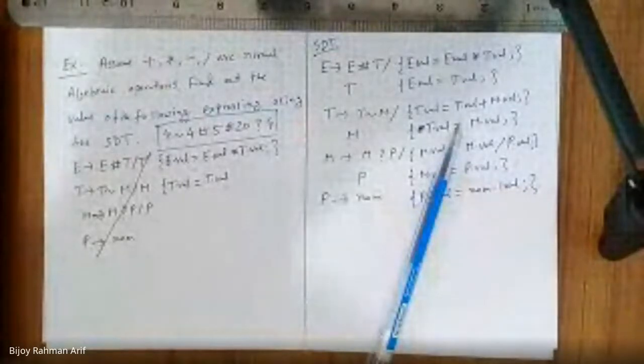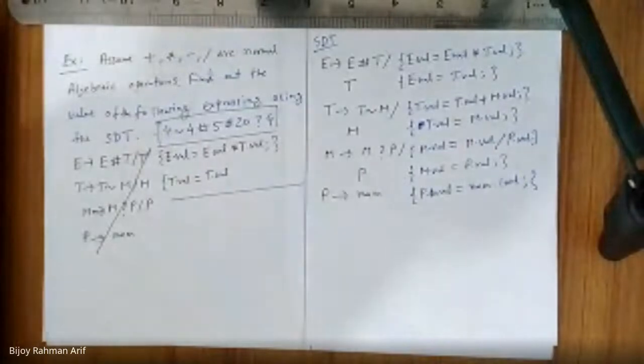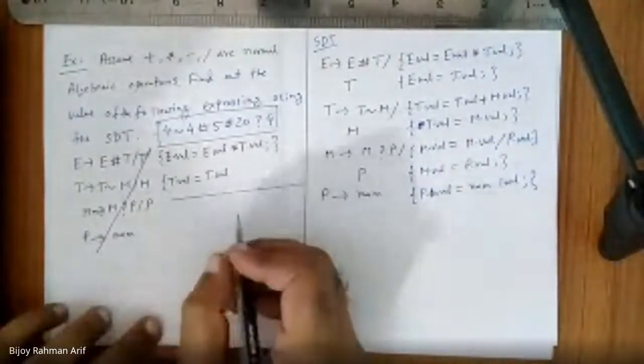So how can I find out the value of this? 4 wiggle 4 hash 5 hash 20 question mark 4. So what would be the answer? Tell me. One way is very simple. The very conventional way is to draw the parse tree, traversing from top to down, left to right, find out the associated action, and then replace that with the associated action.